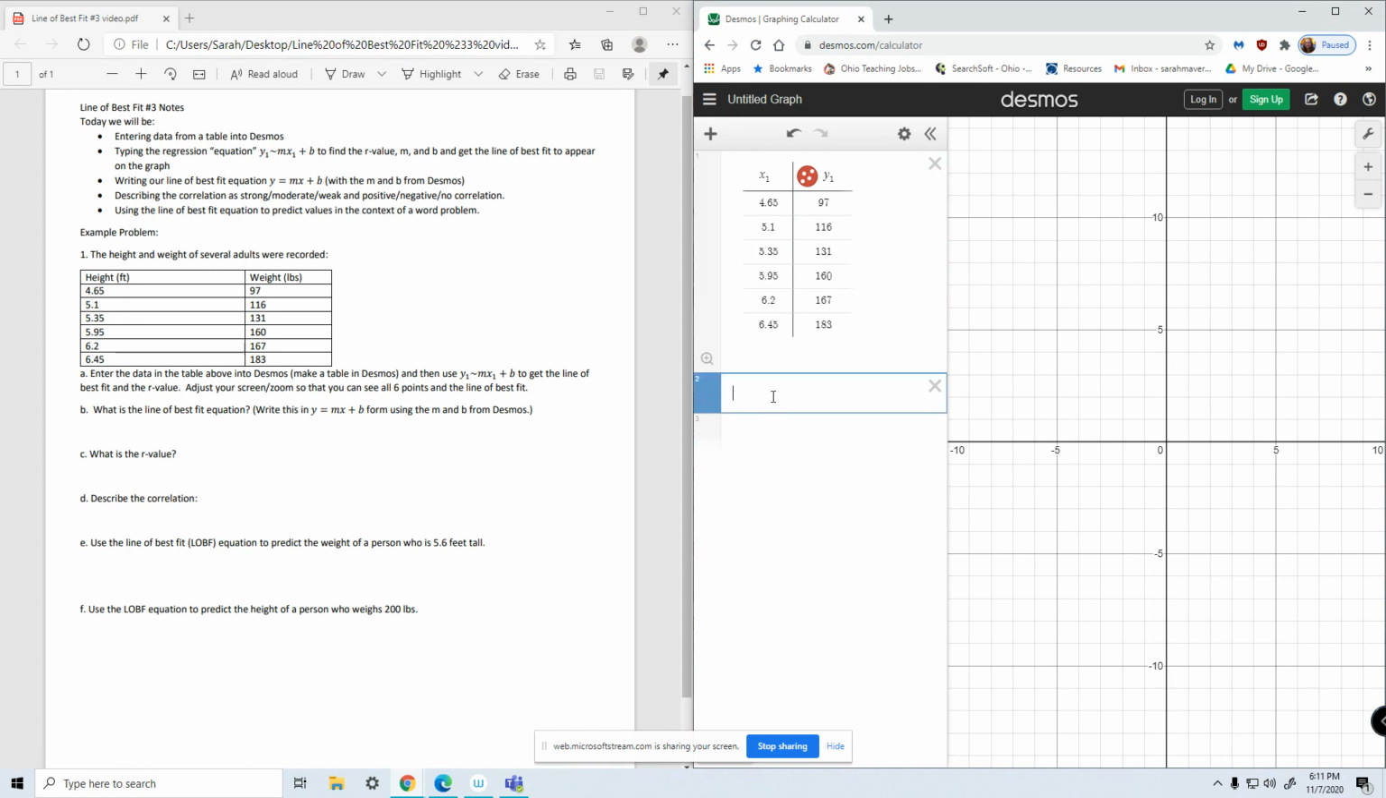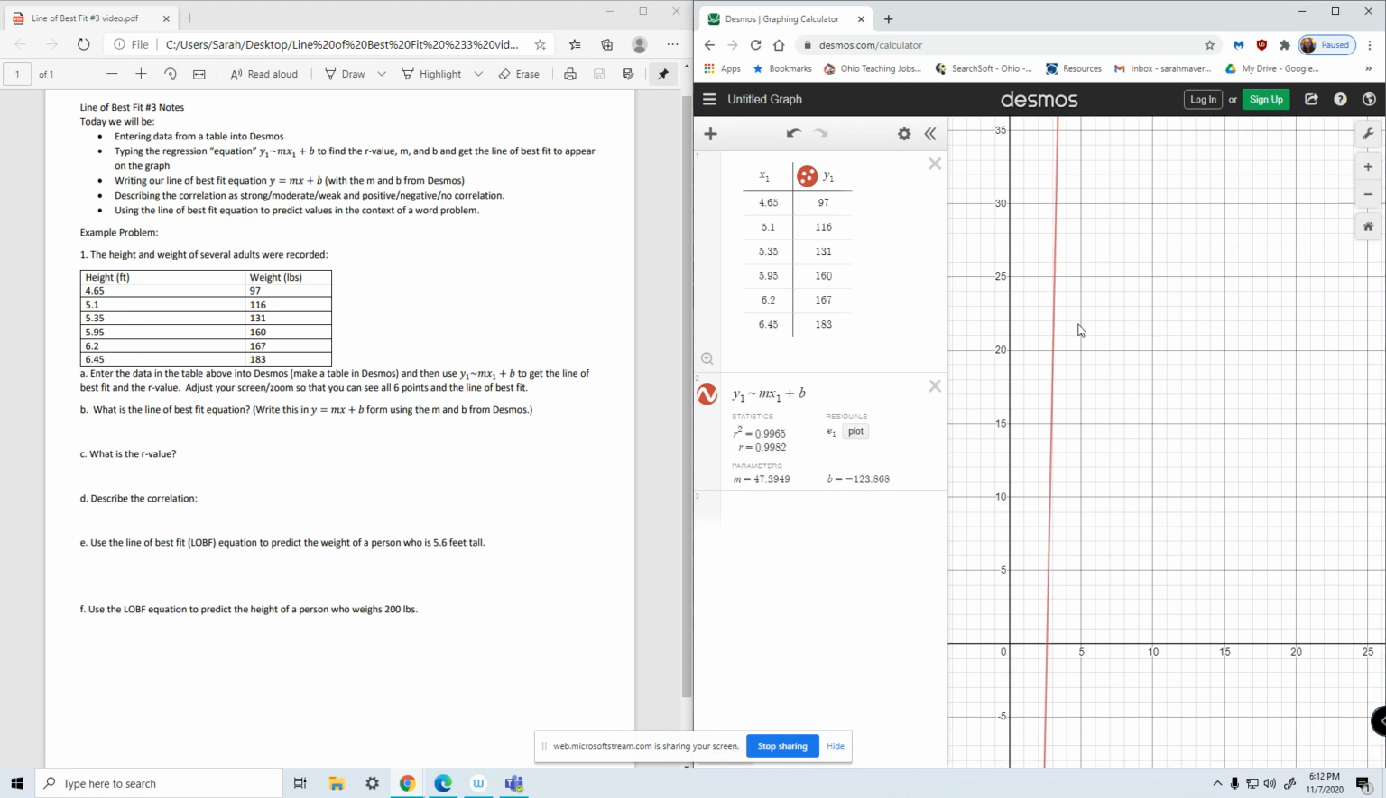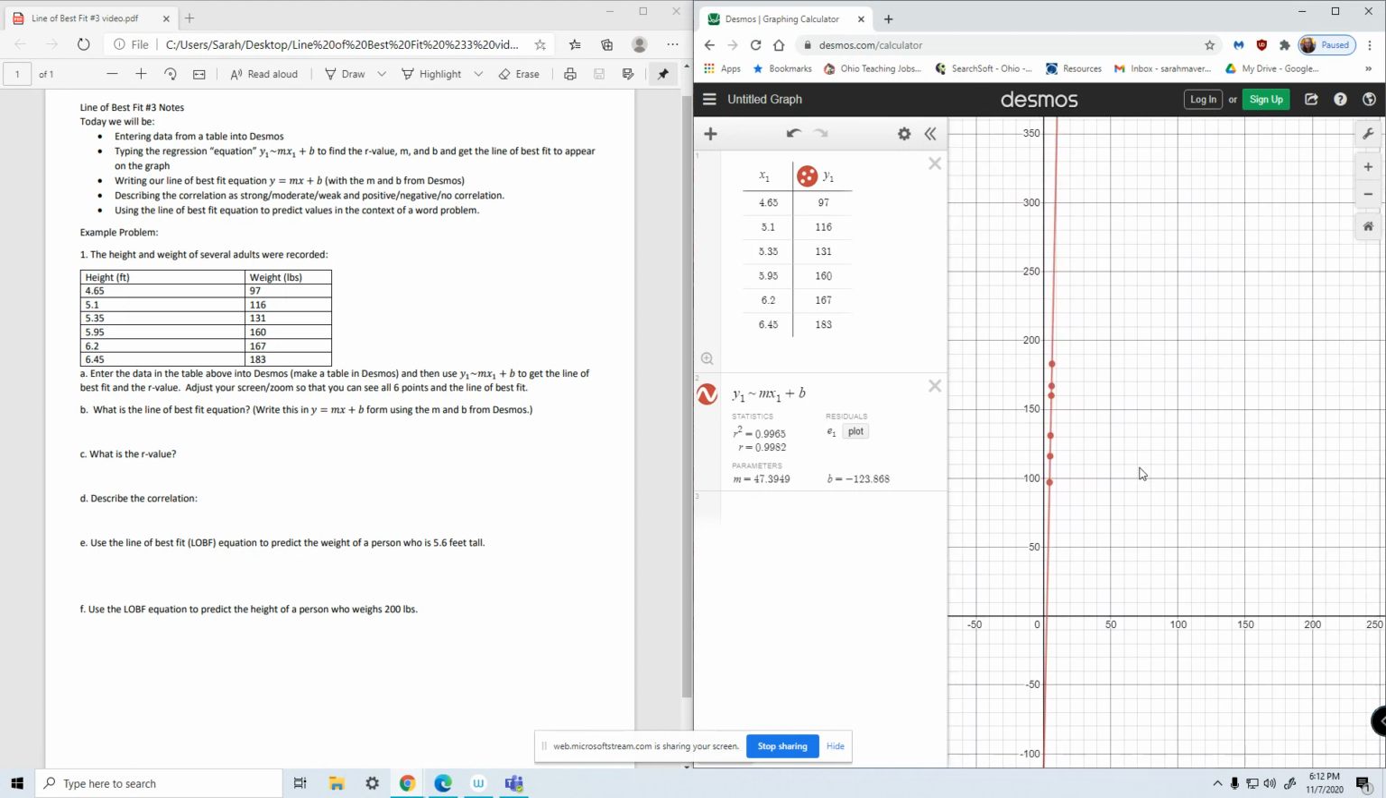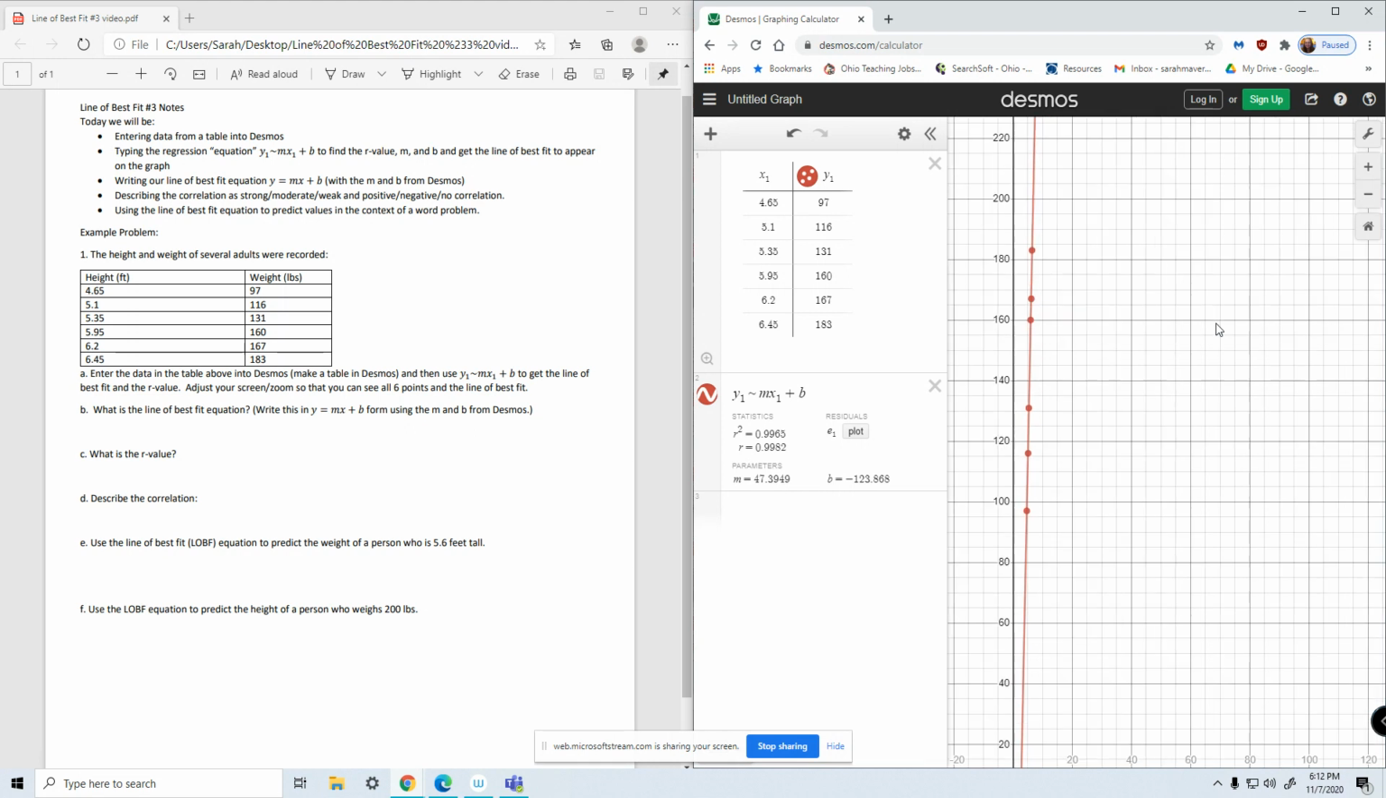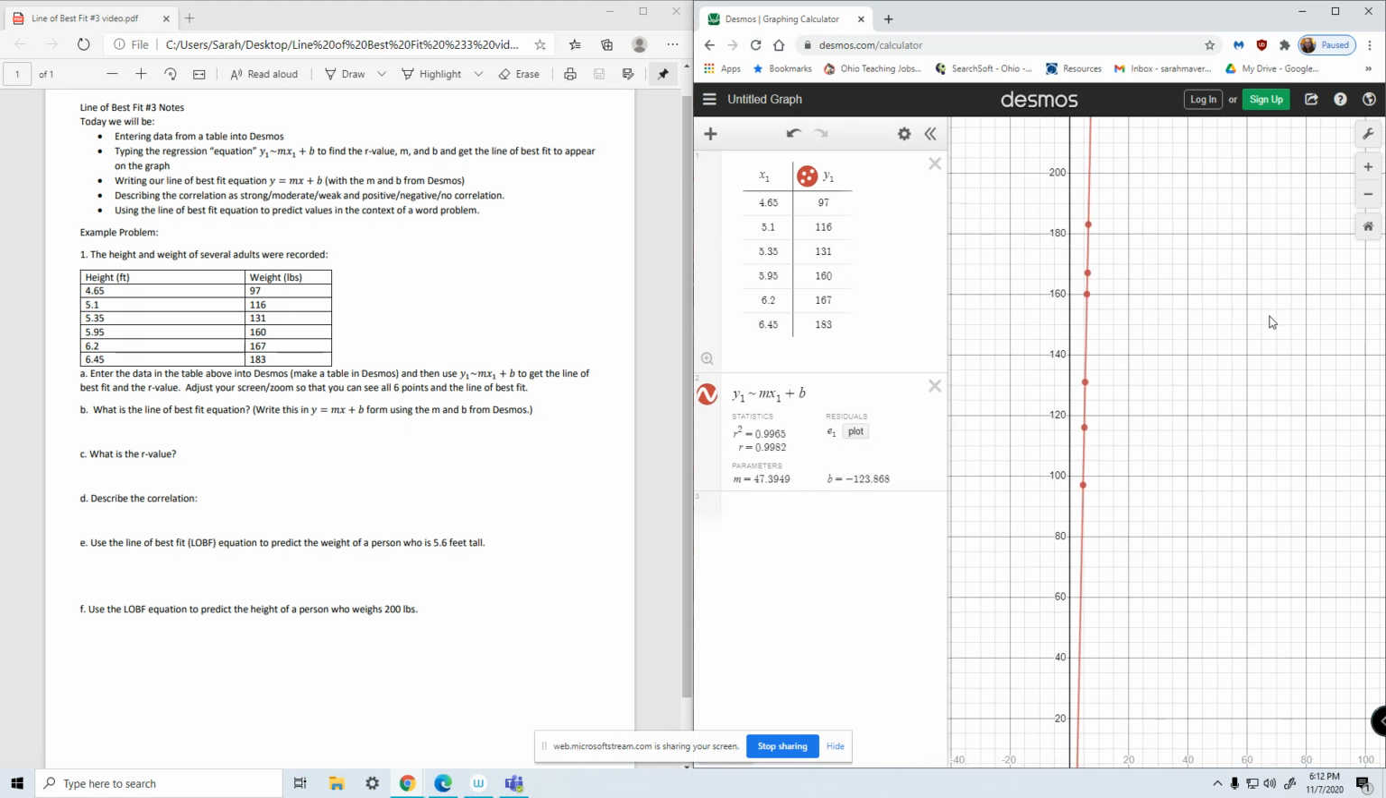Okay, once your table looks good, let's type in our regression, quote-unquote, equation. y1 tilde or squiggle, hit your ABC button to get to that, mx1 plus b. And then, as always, we have a line that now shows up, and Desmos gives us some numbers to work with. Something I like to do, just so I get a better context for the problem, is adjust my screen so that I can see all of the dots. And look how nicely that line is very close to our points. That's exactly what we should have going on here.